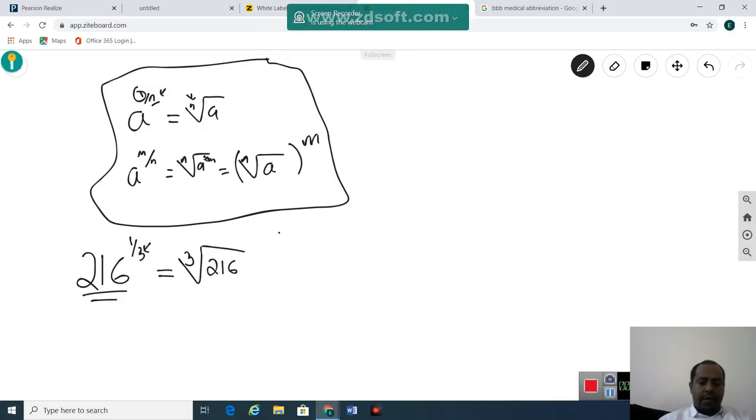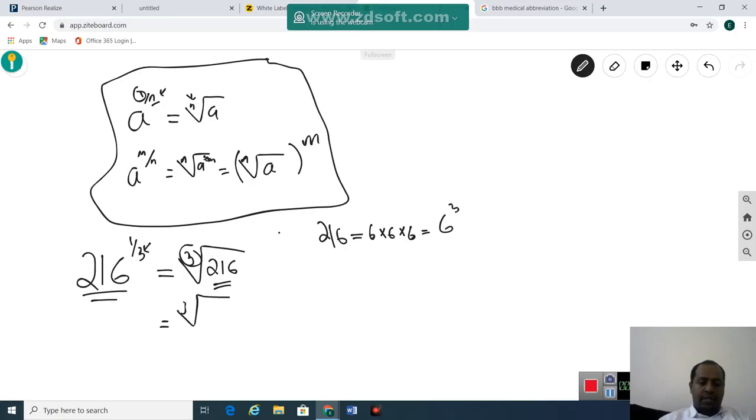Then how can I simplify this one? I'll try to express the radicand, which is 216, as a power of 3. Why am I doing that? Because the index is 3. So 216, when I write it as a power of 3, is 6 times 6 times 6, which is equivalent to 6 to the power of 3.